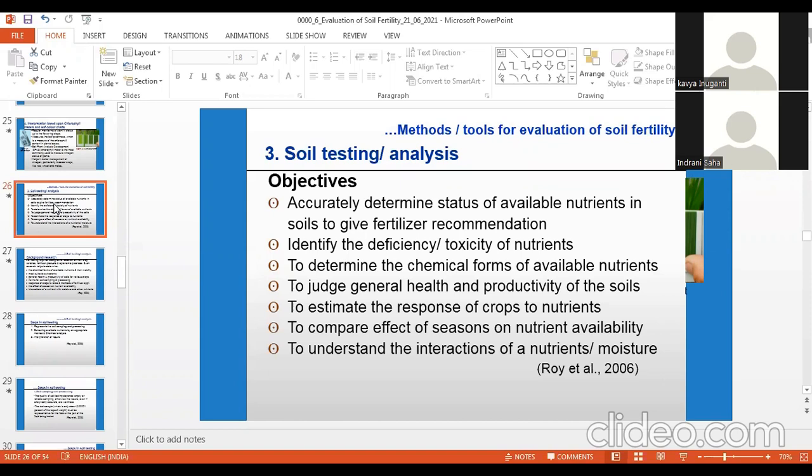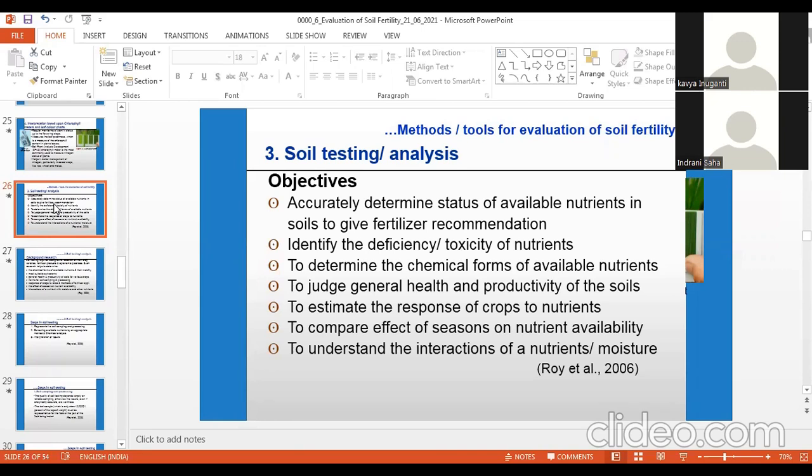If there are some deficiency symptoms or toxicity symptoms on the plant, then you can analyze soil and see what is causing it. Is it excess or deficiency of some nutrients in the soil? So that can give us an idea. To determine the chemical forms of available nutrients, you can test what is the chemical form of different nutrients. To judge general health and productivity of the soil, or simply to judge the fertility status of the soil. Because as per definition of soil fertility, it is in general the status of nutrients. So you would like to know the status of nutrients by soil testing.